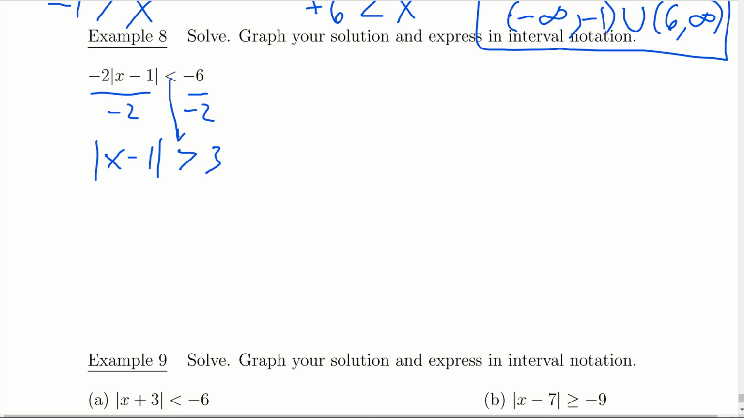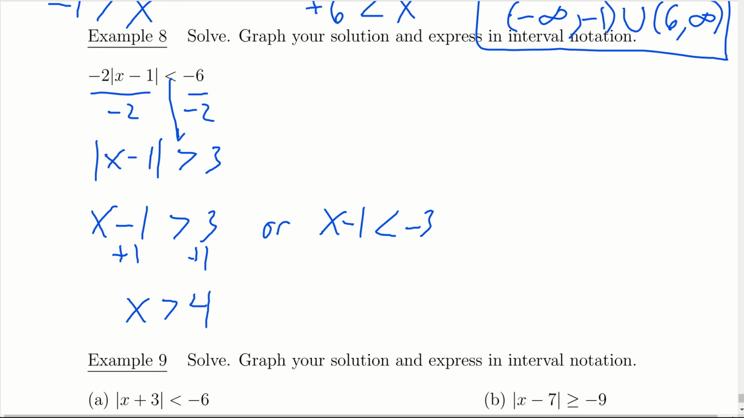We have absolute value greater than. This is our type 2. So we take the x minus 1, set it greater than 3, or we take the x minus 1 and set it less than the negative of 3. Let's go ahead and solve each one. This one will give us x is greater than 4, add 1, or we get that x is less than, it's supposed to be a plus 1, x is less than -2.